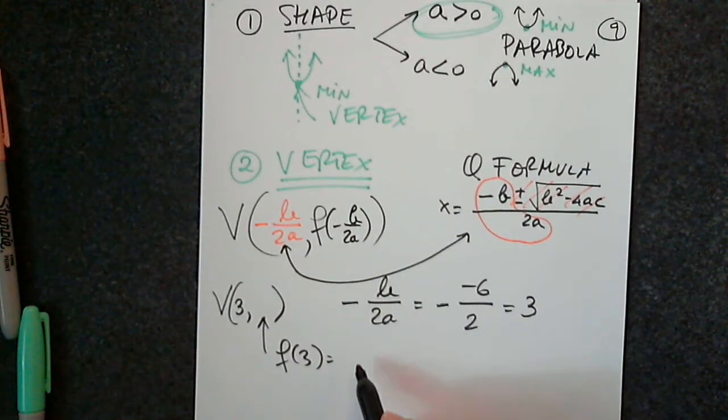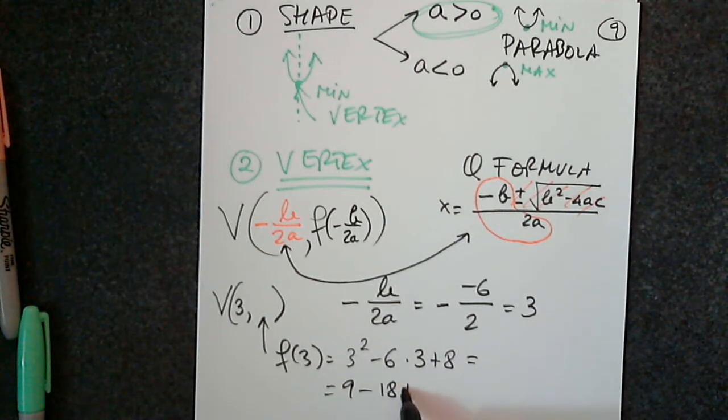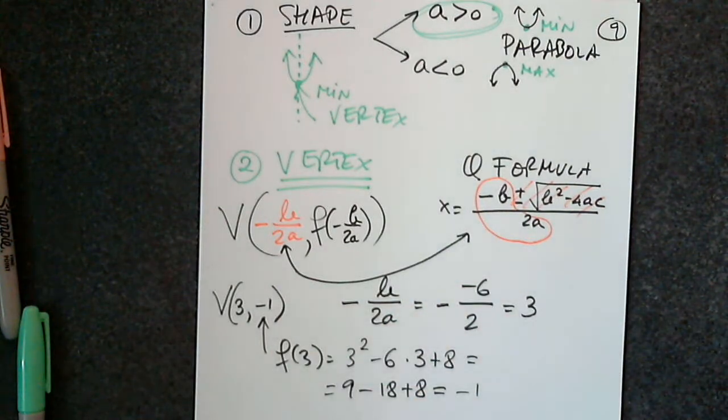Very good. So then I have 3 squared minus 6 times 3 plus 8. 9 minus 18 plus 8 is negative 1. So after all this work, we finally have one point for this function, which is the vertex, in this case, which is the minimum.